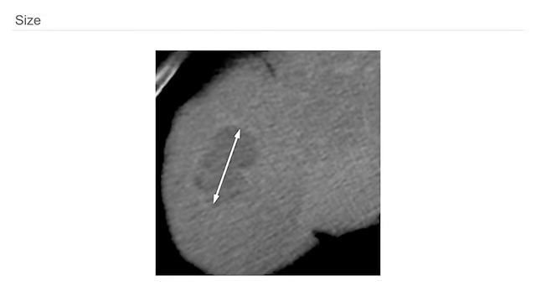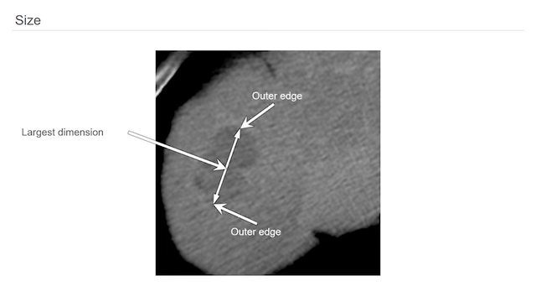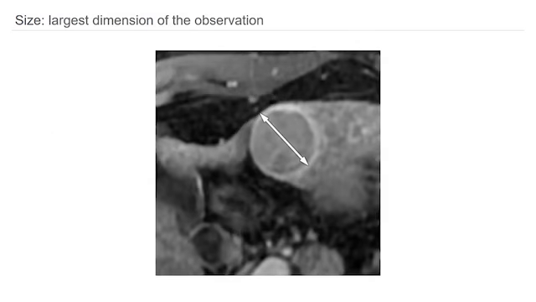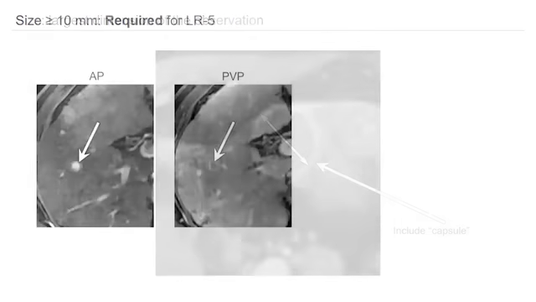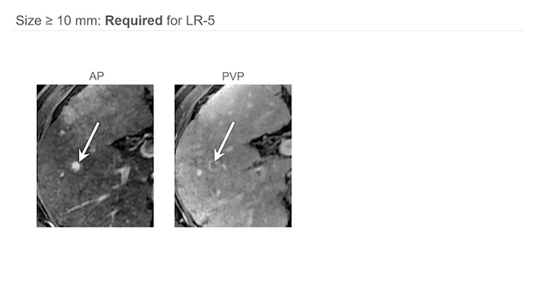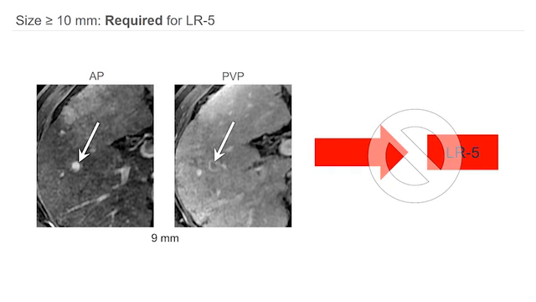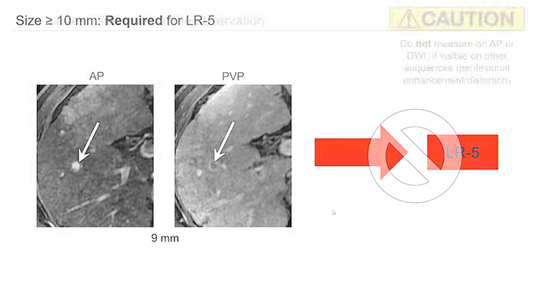Size is our next major feature, and we measure it as the largest dimension from outer edge to outer edge of the observation. If the capsule is present, it should be included in the measurement. And again, it's very important to remember that size over 10 millimeters is a requirement for LI-RADS 5 categorization. So if we have an observation which measures 9 millimeters, it cannot be categorized LI-RADS 5. Again, regardless of what other features are present, size over 10 millimeters is absolutely required for the LI-RADS 5 category.